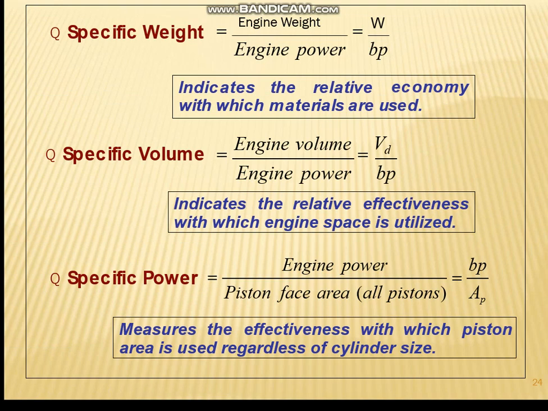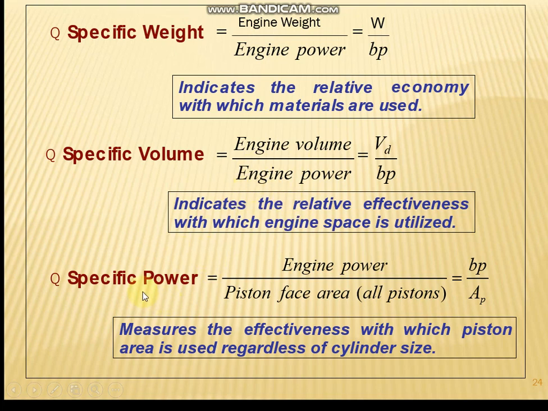Now specific weight. Specific weight is engine weight upon engine power. It indicates the relative economy with which material is used. Specific volume is engine volume upon engine power. This indicates the relative effectiveness with which engine space is used, how much engine space is utilized.